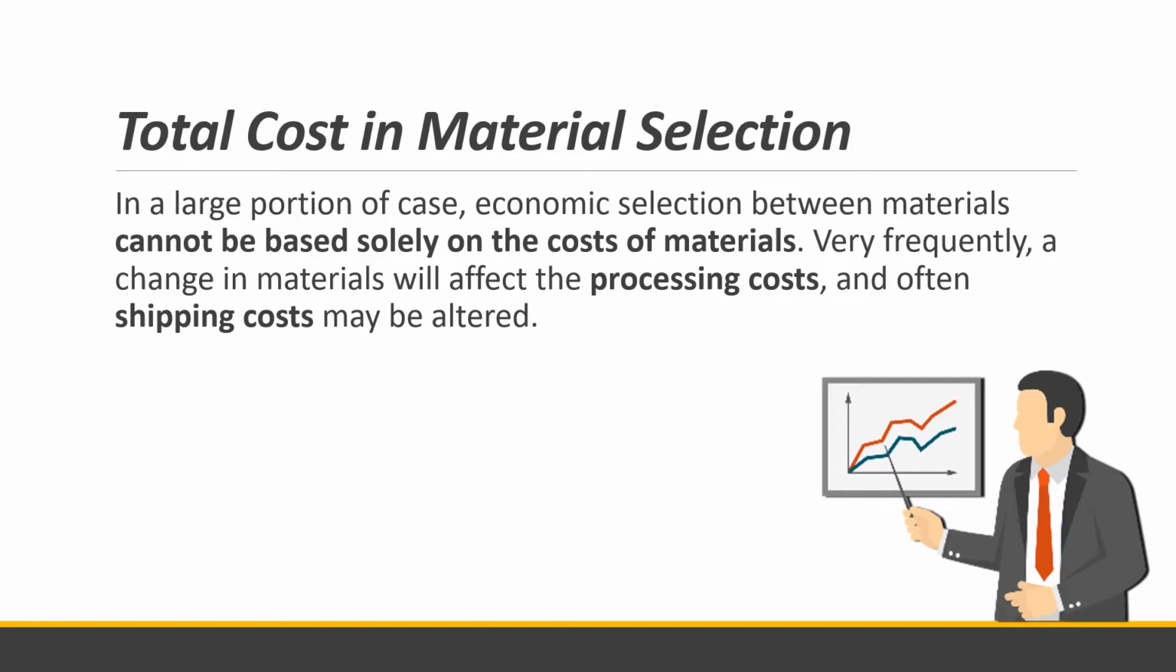Next is total cost materials selection. In a large portion of cases, economic selection between materials cannot be based solely on the cost of materials, especially if it is in large quantities. So it is not only about the cost. Very frequently, a change in materials will also affect the processing costs, and often the shipping cost may be altered. So there are other costs that must be considered.